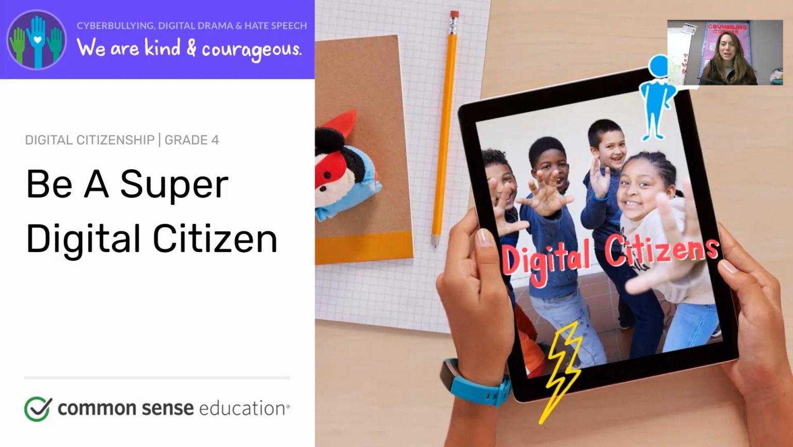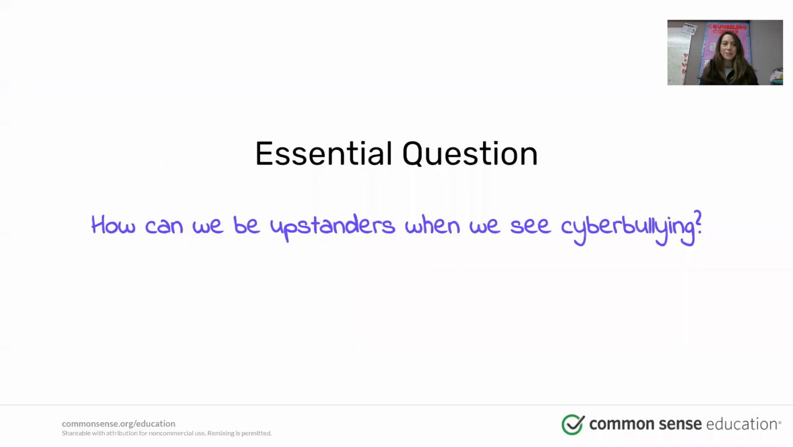We're going to be talking a little bit about cyberbullying, responding to it, and how to be an upstander. Then you're going to get to make a fun new super digital citizen character and make your own little comic strip. I'll be telling you about that towards the end of the lesson. But the question we'll be talking about today: how can we be upstanders when we see cyberbullying?